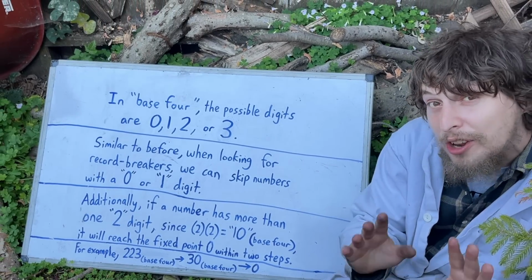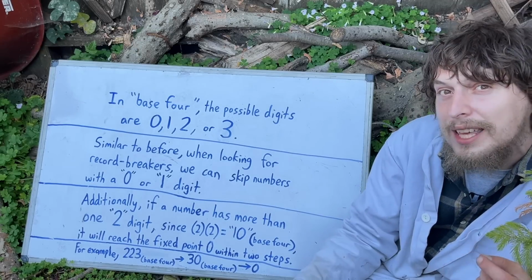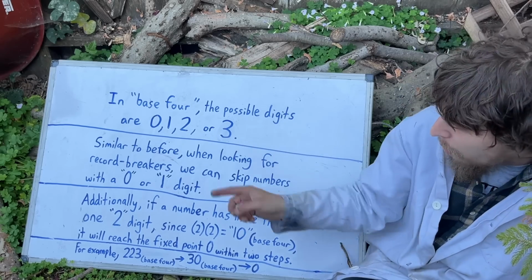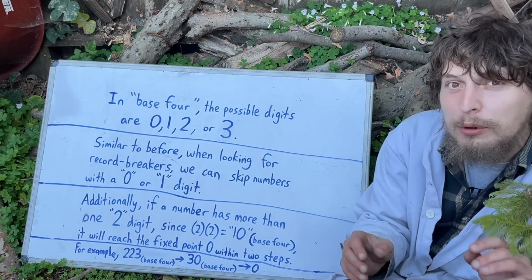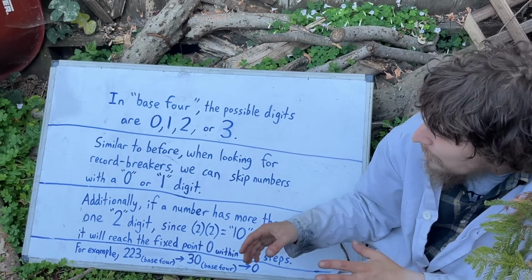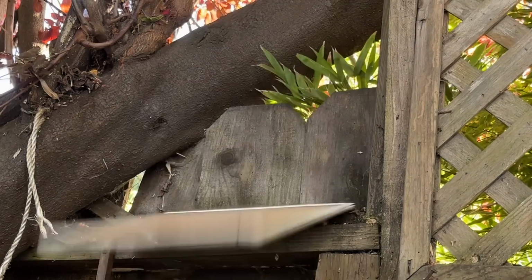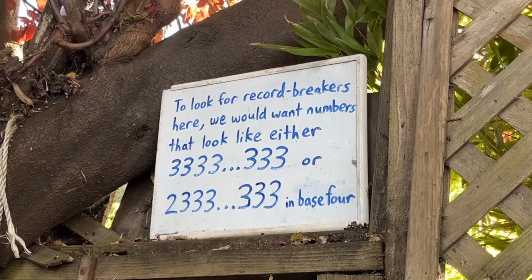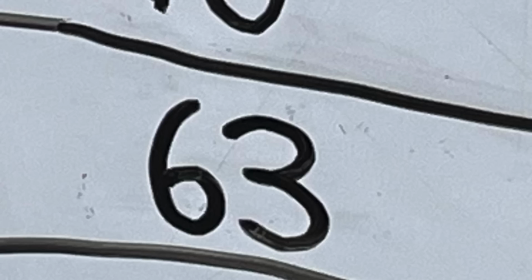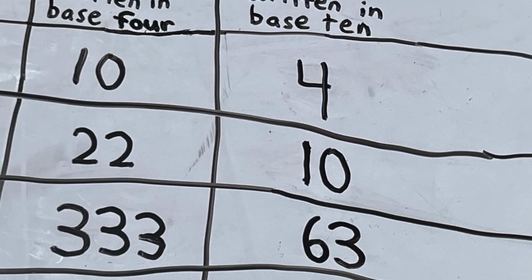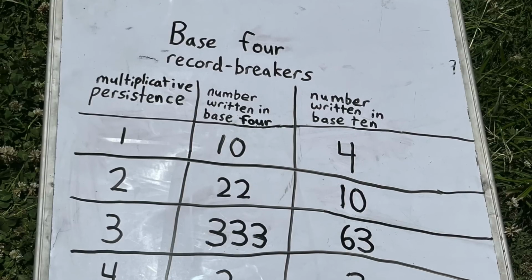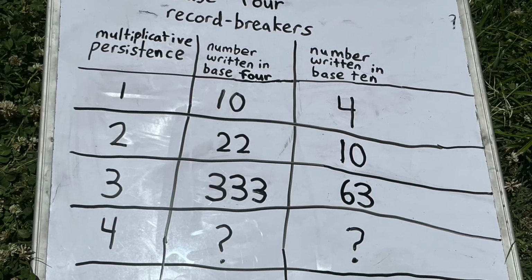2 steps. So if we wanted numbers that went more than 2 steps with a multiplicative persistence of 3 or more in this base, not only would the record breakers not have a 0 or 1, but they also would have only up to a single 2. Essentially, they would only have the digit 3 along with up to one 2 in the mix. Now, the number we know as 63, which looks like 333 in base 4, manages to make it 3 steps. But after that, no numbers have been discovered that make it 4 steps.